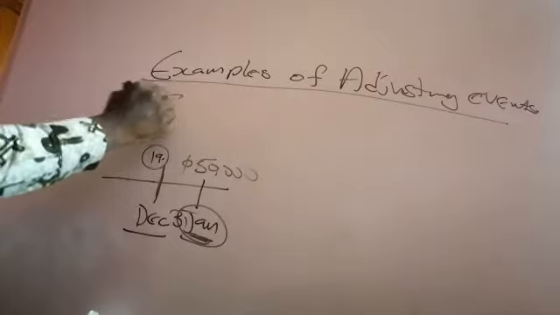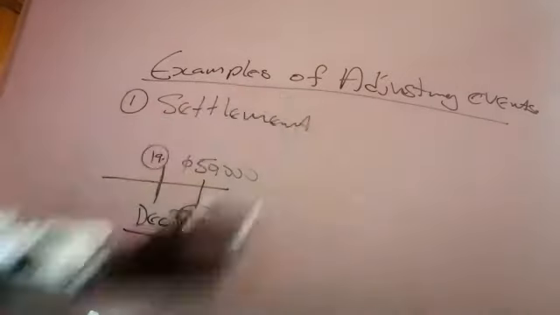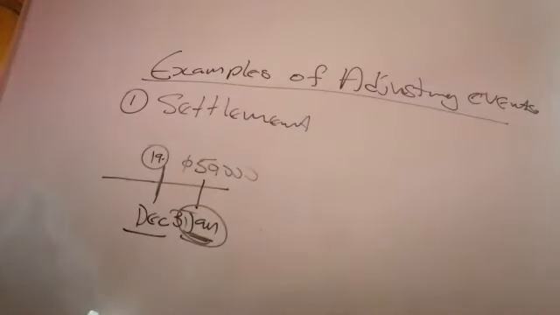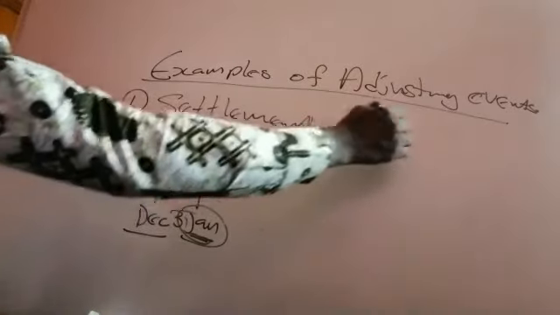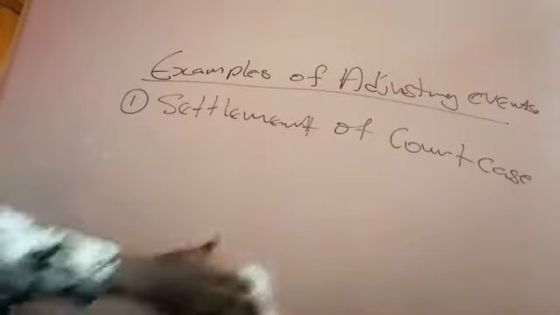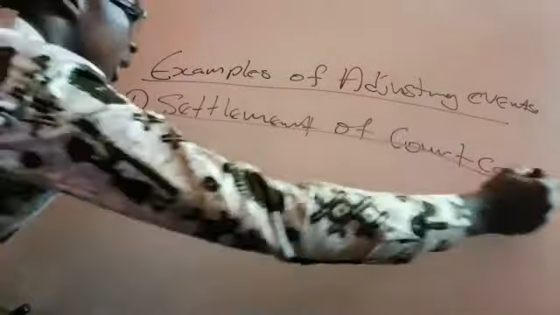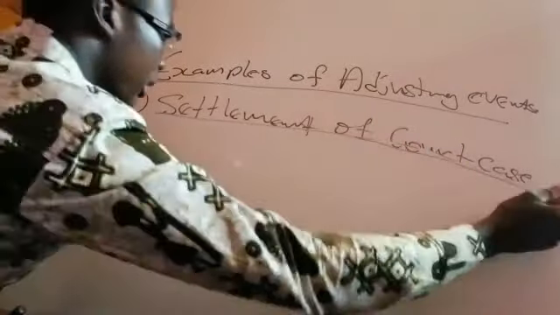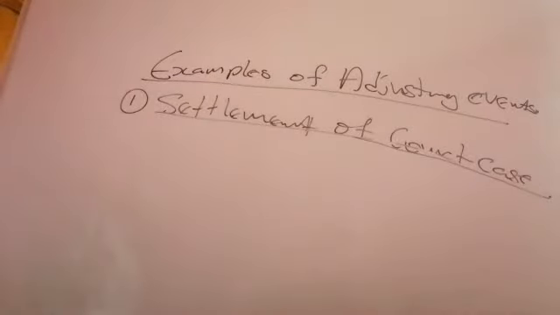So, example one: settlement of court case. After the reporting period. There is long text on this, but I've summarized it here, so when you get the material, you can read further. So settlement of a court case, where there's evidence that there's a liability or a pending amount that needs to be paid. So it must be an event after the reporting period. Good. So the first example is cleared.